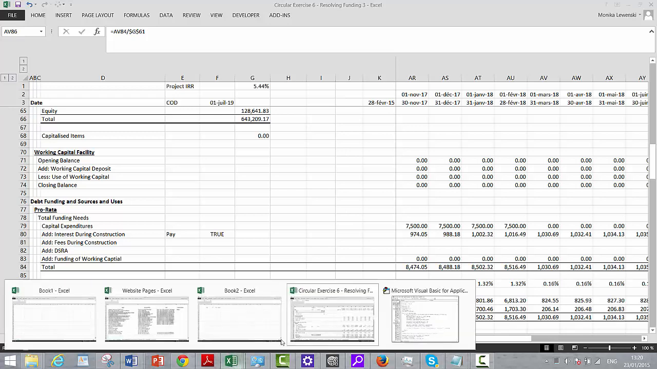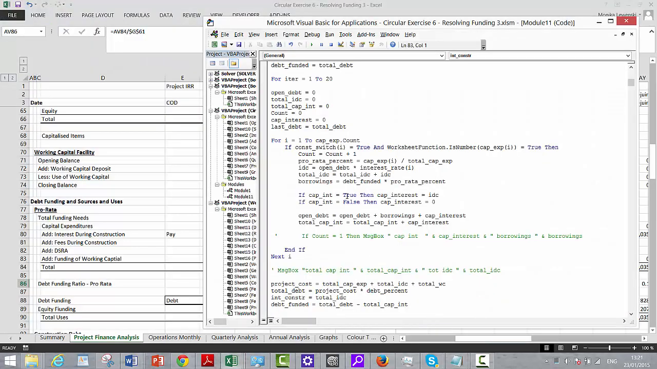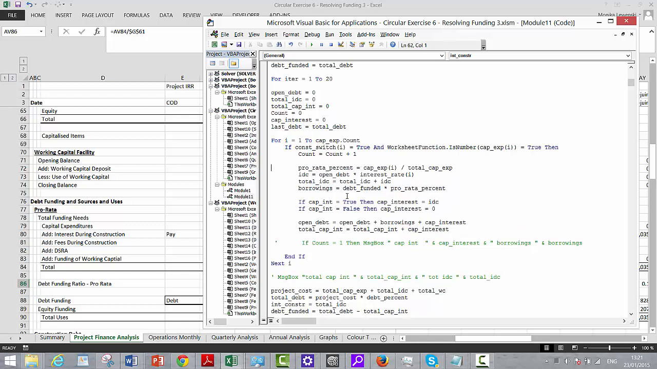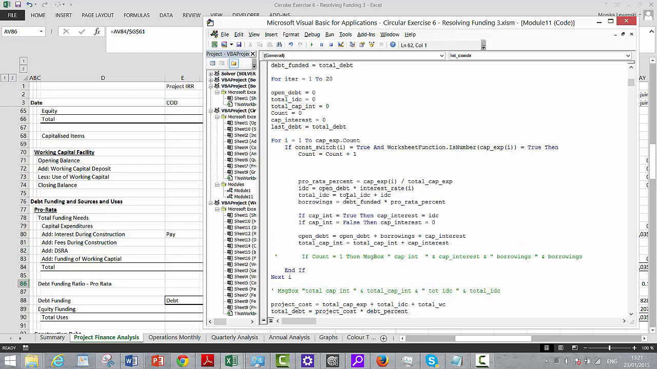Let's work on this. So let's do the easy part. The easy part, I hope, we'll just have a new function, and the new function, instead of pro rata, we can put funding needs. And funding needs equal, the capex is a number. That should be fine. Funding needs equals the capex.